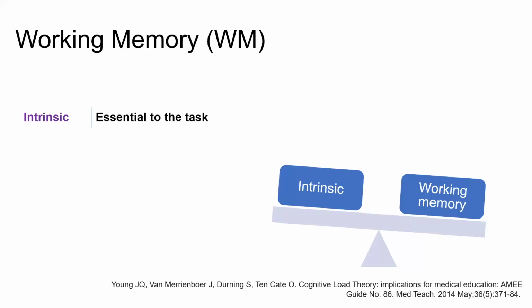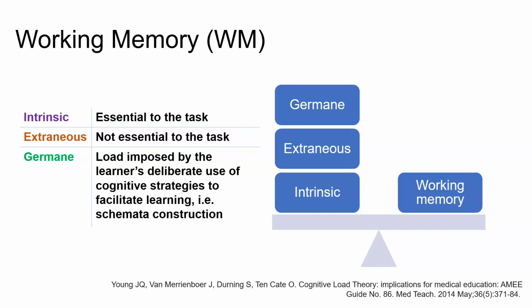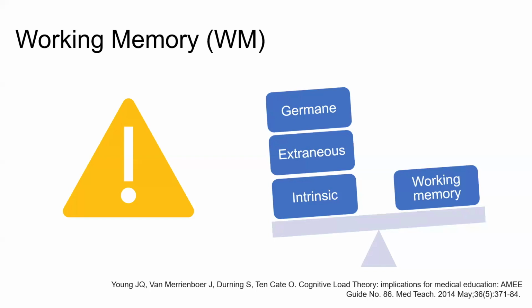Looking at working memory, we can break it up into 3 distinct loads. The intrinsic cognitive load, that which is essential to the task of learning. The extraneous cognitive load, that which is not essential to the task. And the germane load, which I describe as the work of learning. This is the strategies, the attention, the concentration that is applied to transferring that intrinsic working memory into our long-term memory. We have to be careful, though, because while working memory is finite, if any of these loads exceed that working memory, we can impair performance.